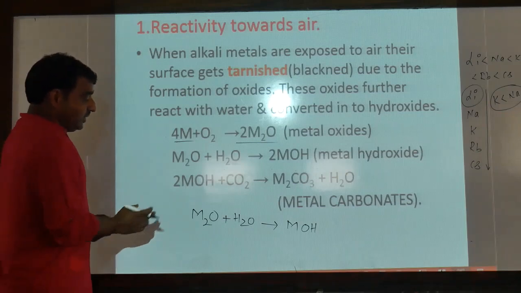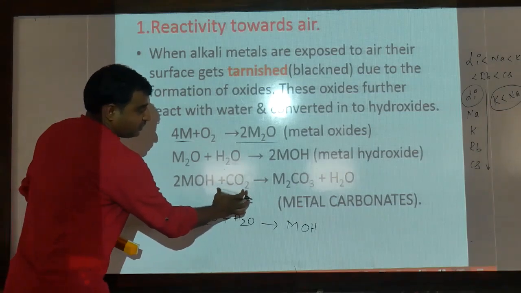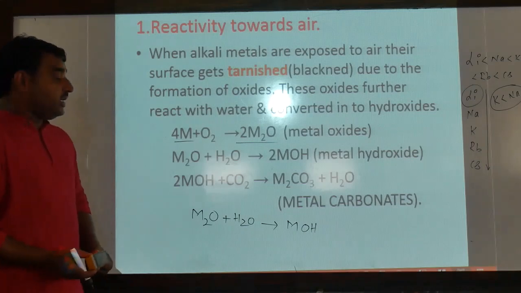And also these metal hydroxides will react with the carbon dioxide present in the air.